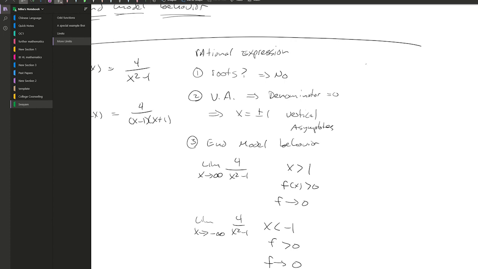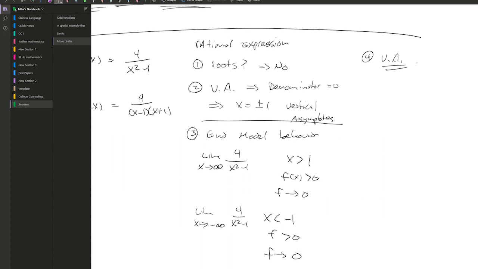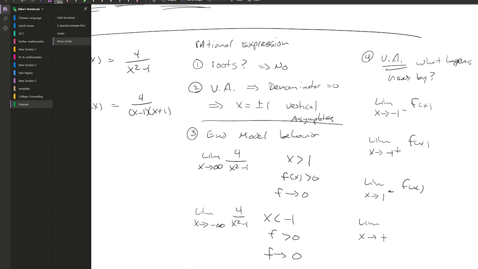What else do I have? Well, now I also need to pay attention to the vertical asymptotes. So I already have what the vertical asymptotes are, but what happens nearby matters. Well, that means I need to do the limit as x goes to minus 1 from below of f of x. I need to do the limit as x goes to minus 1 from above of f of x. I need to do the limit as x goes to plus 1 from below of f of x. And now I need to do the limit as x goes to plus 1 from above of f of x.